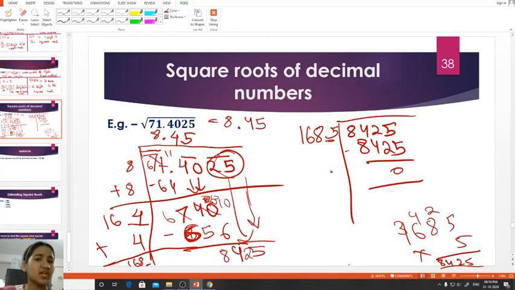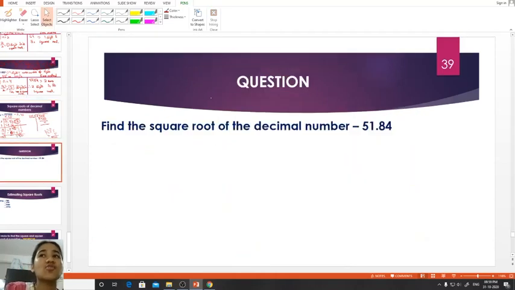Just the same thing, you have to go according to the long division method itself. The only thing is, you have to add a point and you have to see the grouping, it should be separate from the point. Let's solve one more question to become more familiar with it. 51.84.